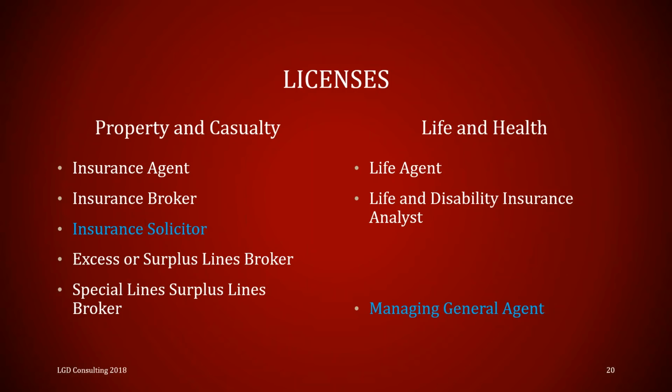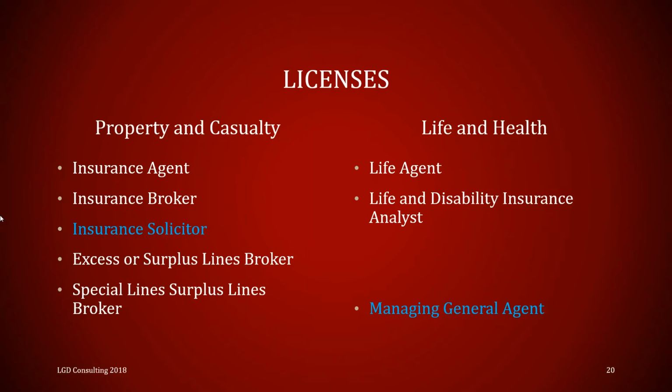Now, these licenses we have here allow you to do business with admitted insurance companies. Now, admitted means the ones we talked about, they have a certificate of authority. All right, they're able to transact insurance in our state. All right? Now, if you get unusual risk, then you might want to get your excess or surplus lines broker's license, all right, or special line surplus lines broker's licenses.